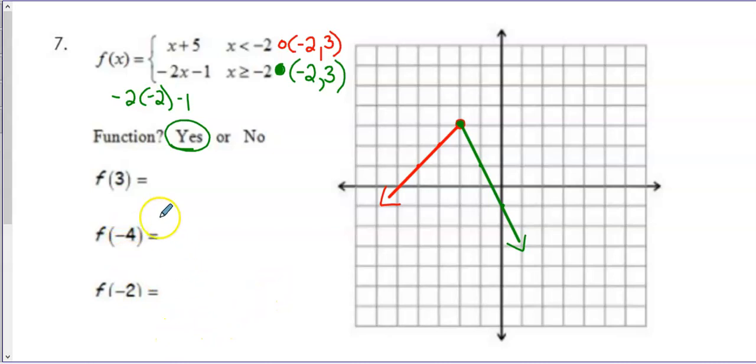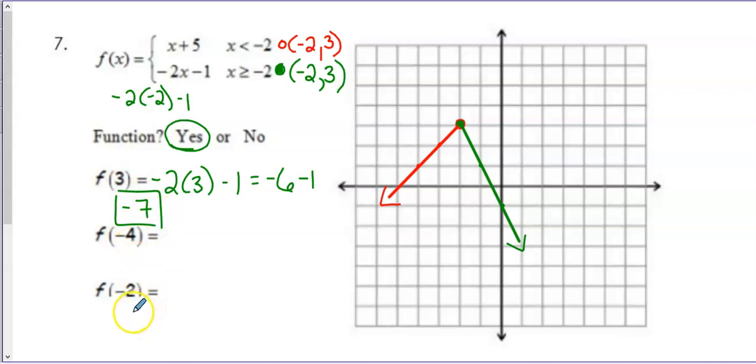Now we need to figure out, what is f of 3? Well, I can't go to the 3 on the graph and figure out what that's going to be, because I didn't go that far with my line. Even if I had, it might not have been very accurate. So I need to go up here and figure out which domain restriction, red or green, does 3 fit into. Well, 3 is greater than -2, so it fits in this one. So what I'll do is I'll plug in the 3, -2 times 3 minus 1. So what is that? -6 minus 1, so that's -7.